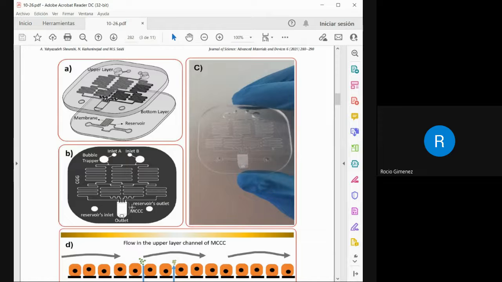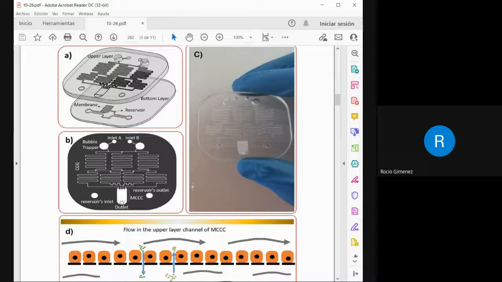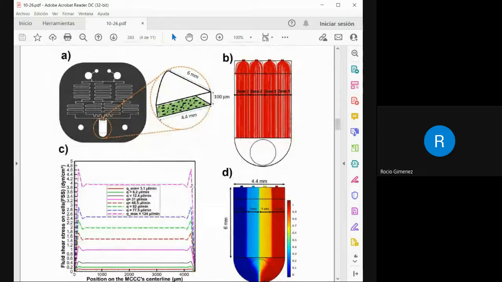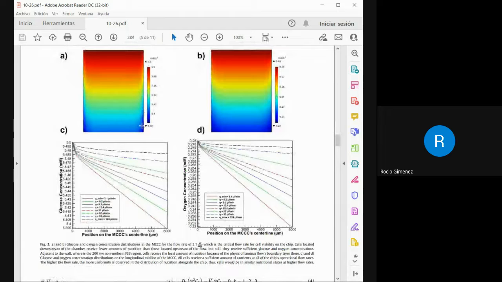chamber. And here, figure 2 demonstrates the simulation results and the optimized geometrical features for the cell culture chamber. The step-like cross-section at the chamber's inlet provides more uniform flow and shear stress on all cells at every location of the chamber. They also simulated the values of oxygen and glucose concentration in the cell culture chamber at different flow rates.